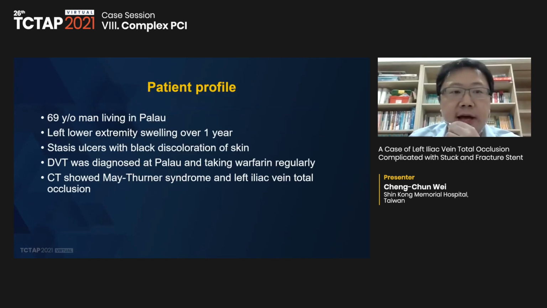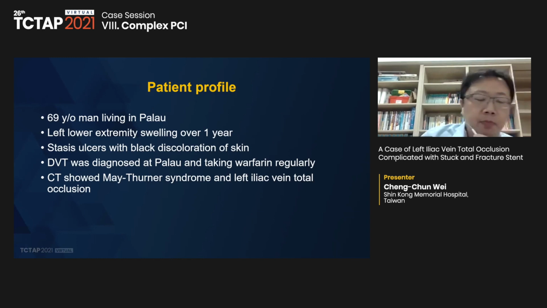The patient is a 69-year-old man who presented with typical post-thrombotic syndrome: left lower leg swelling, stasis ulceration, and black discoloration for over 1 year. He was diagnosed with deep vein thrombosis in another country, and the CT there showed an iliac compression syndrome with left iliac vein total occlusion.